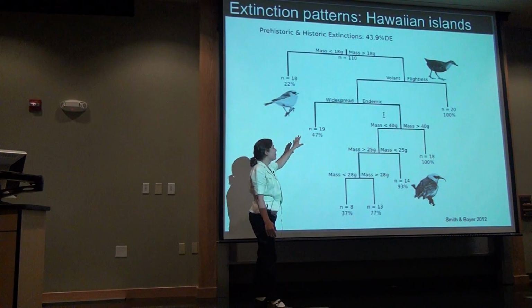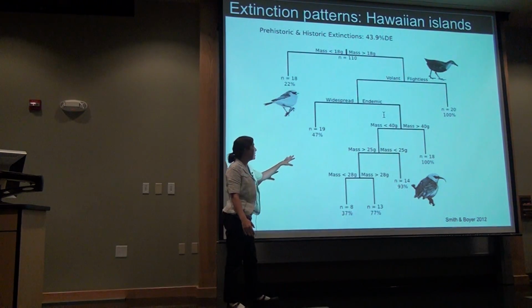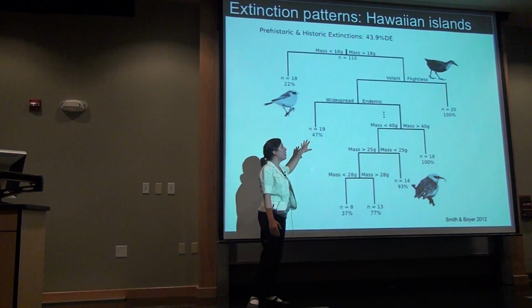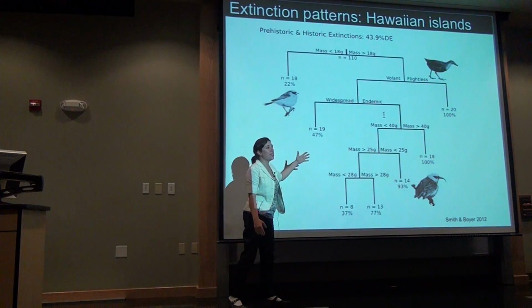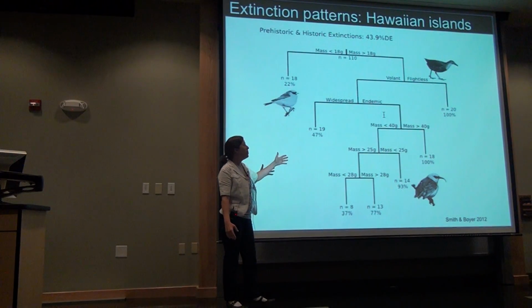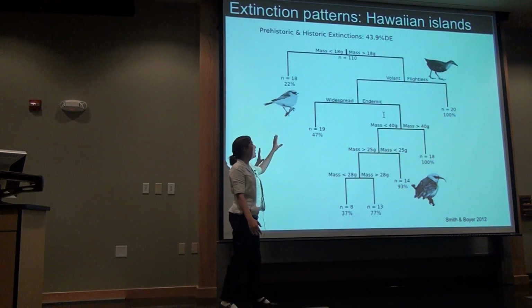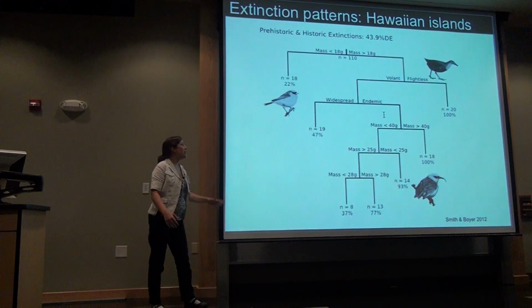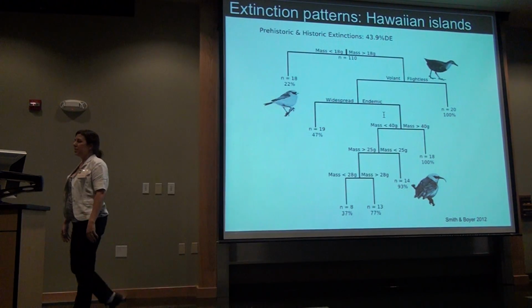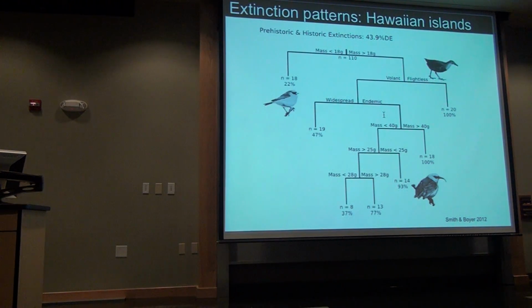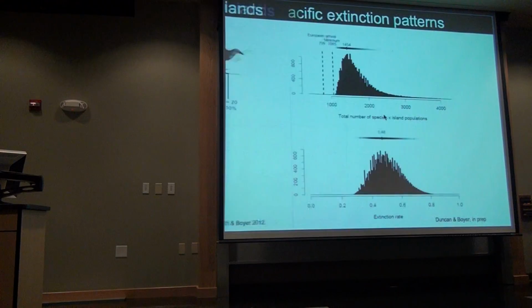So you can see that there's some context dependency, and there's a lot of focus placed on intrinsic traits of the species, like body size, like flightability, and endemism. So this piqued my interest in looking across all of these Pacific islands to see what kind of pattern we can glean from this recent and severe extinction event.